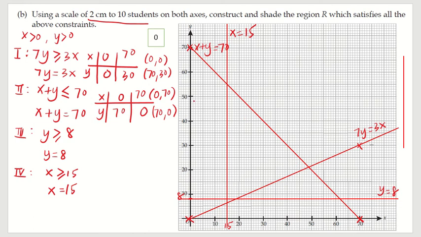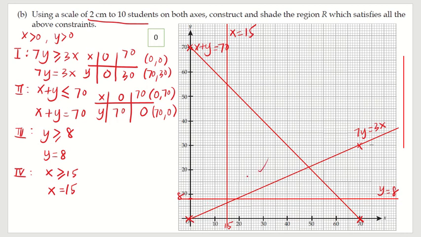We drew the four lines already, so we have to determine which one is the shaded region. Normally it is inside, but inside there are so many regions. Which one is the correct one? So the first one, we look at it one by one. This is the first line. It is more than, so more is up. More is up like this.